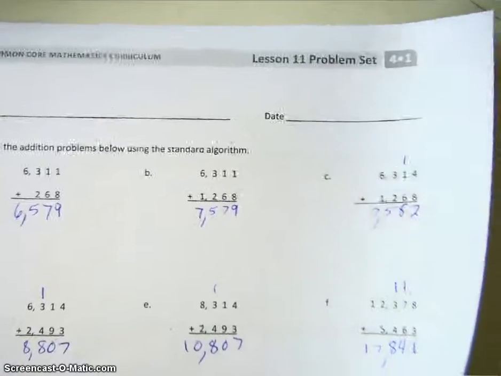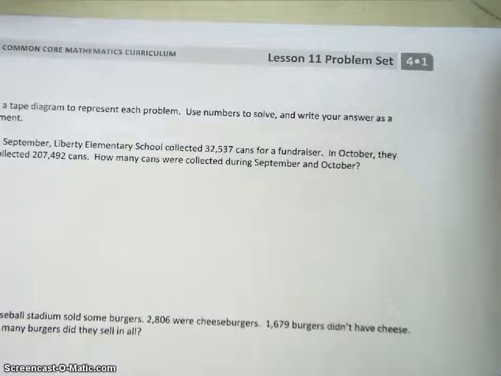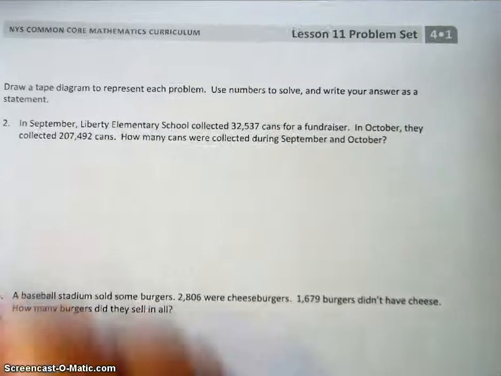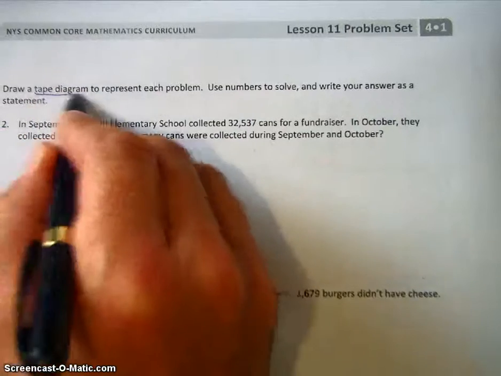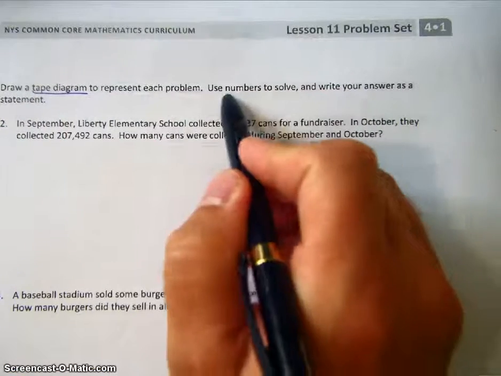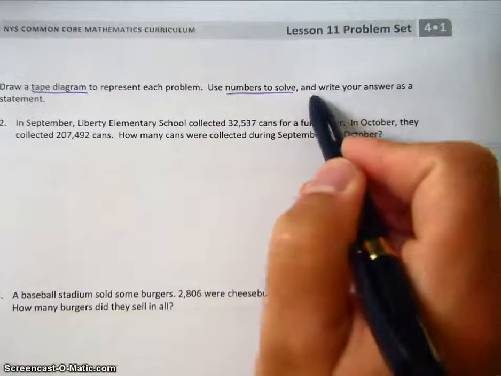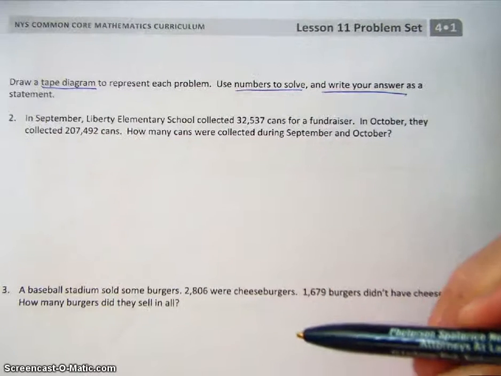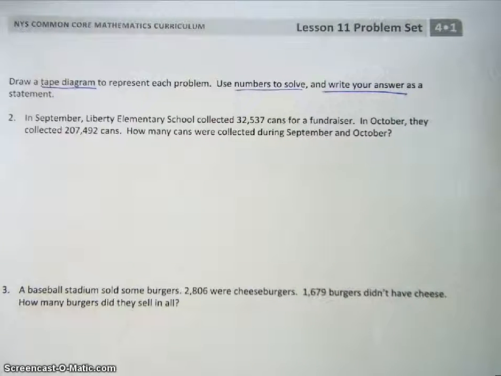Okay, so moving on to the next page, let's take a look at a few word problems and what this looks like here. So for each of these problems, we're going to draw a tape diagram to represent each problem. We're going to use numbers to solve, and then we're going to write our answer as a statement. So each of these word problems is going to have those 3 things.